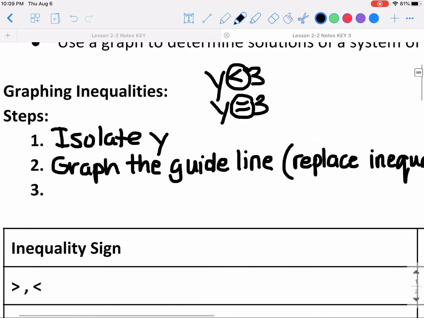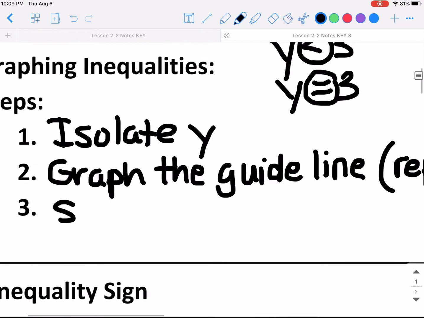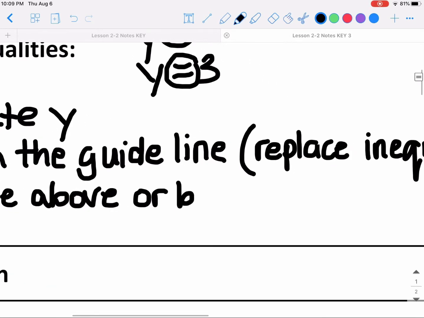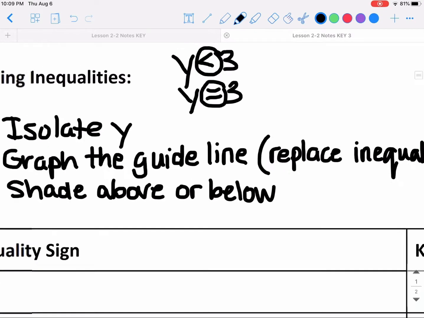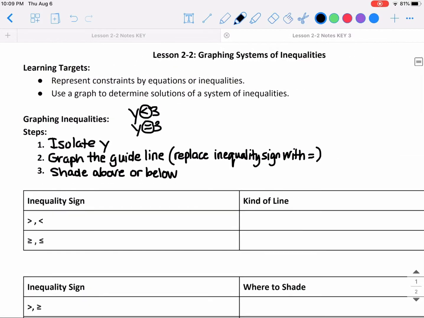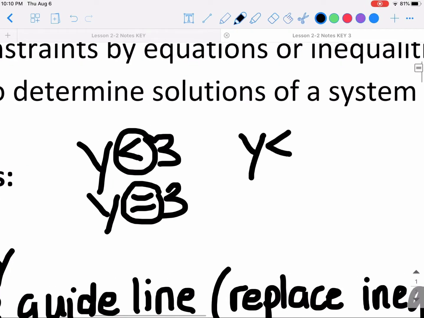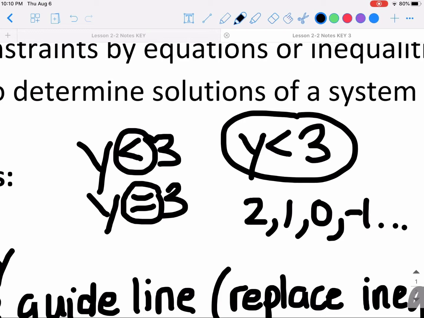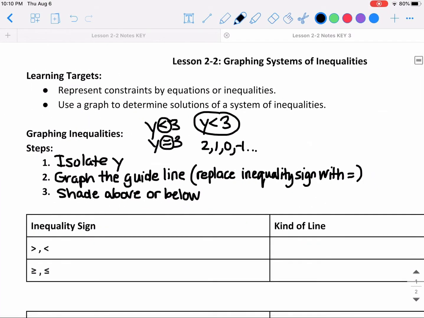All right, and then the last step is to shade above or below the line, and that will depend on what kind of inequality you have. We're going to shade above or below the line because there are going to be infinite answers. There are infinite answers for values where y is less than 3. Y could be 2, y could be 1, y could be 0, -1, etc., all the way to negative infinity. So there are infinite answers to that, just like there are infinite answers to an inequality that has 2 variables.